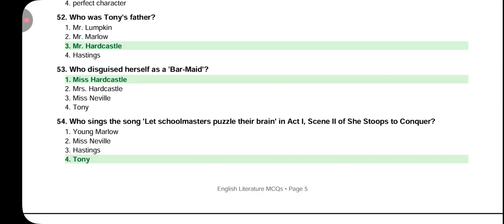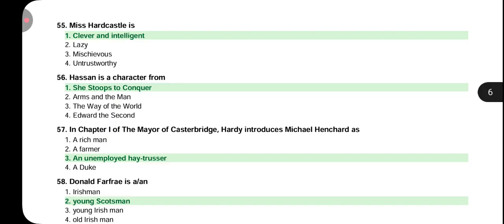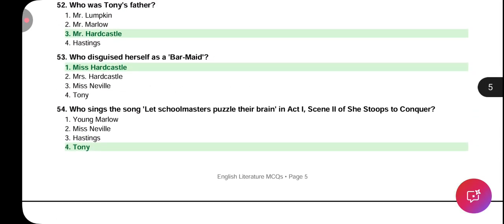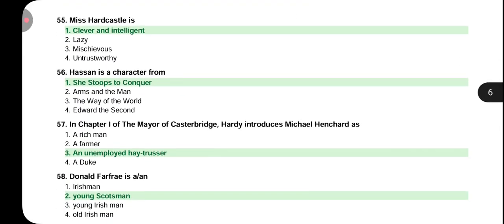Miss Hardcastle. 54th. Who sings the song Let Schoolmasters Puzzle Their Brain in Act 1, Scene 2 of She Stoops to Conquer? Tony. 55th. Miss Hardcastle is clever and intelligent. 56th question. Hazel is a character from She Stoops to Conquer. So all these characters belong to this play, She Stoops to Conquer.